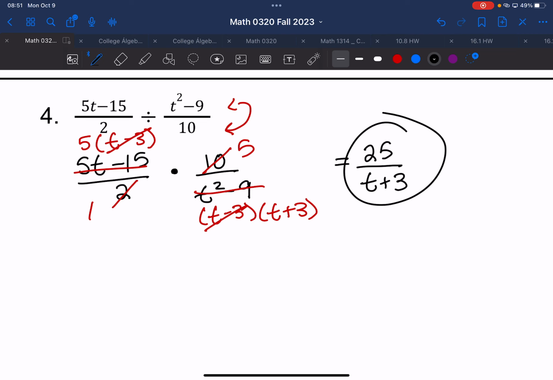So I have to first flip my fraction, reduce each fraction separately, reduce on the diagonal, then multiply. Any questions?